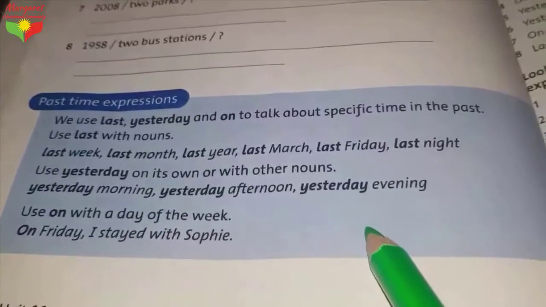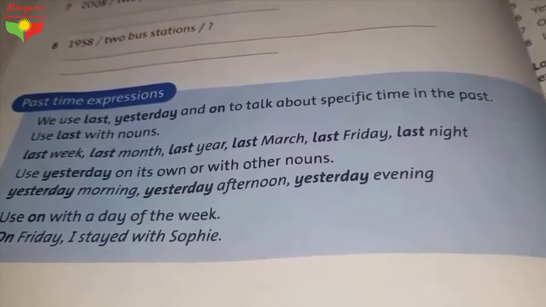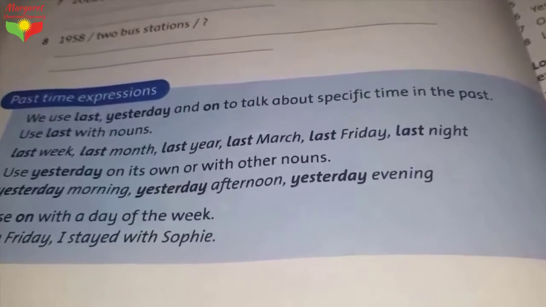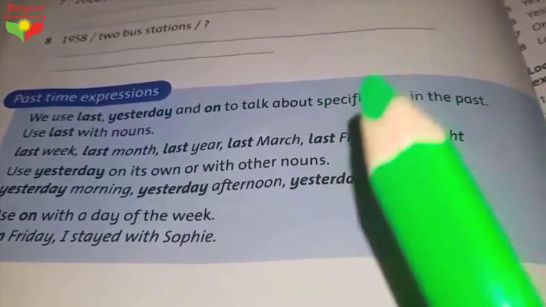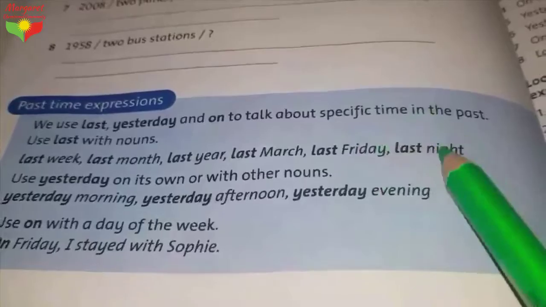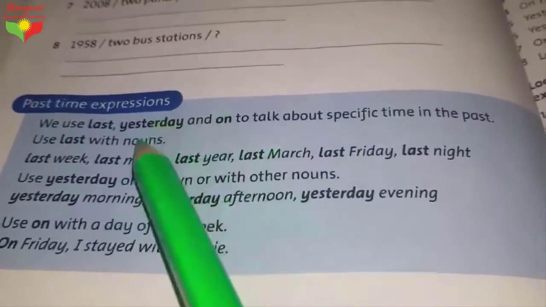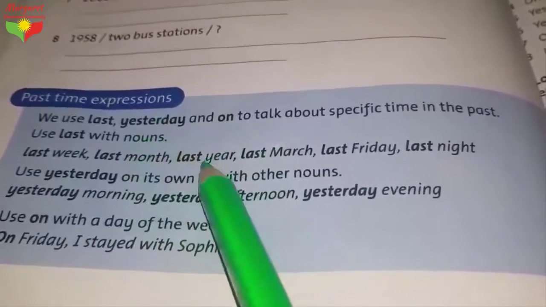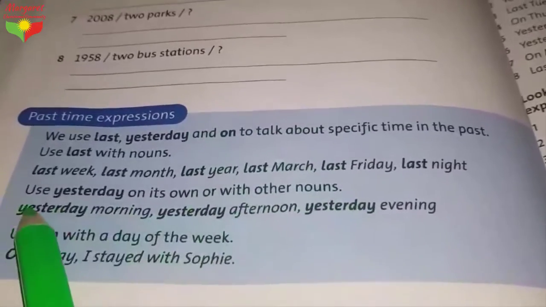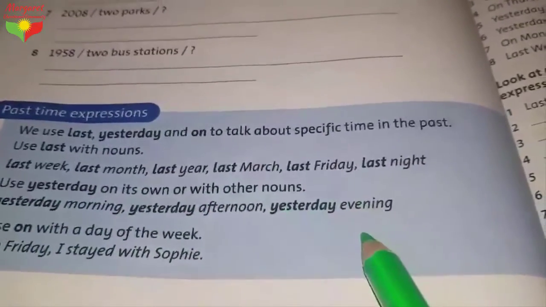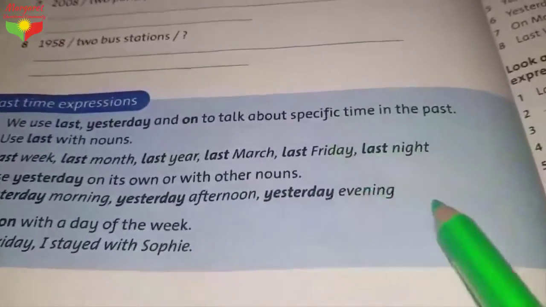Let me tell you a very important note. We have two important notes. You have to get them. First, you can never say the last Friday, the last night, or the last March. It's necessary not to put the before last. It will be wrong if you say it in this way. And also, we can say yesterday morning, yesterday afternoon, yesterday evening, but we can't say yesterday night. We should say last night.